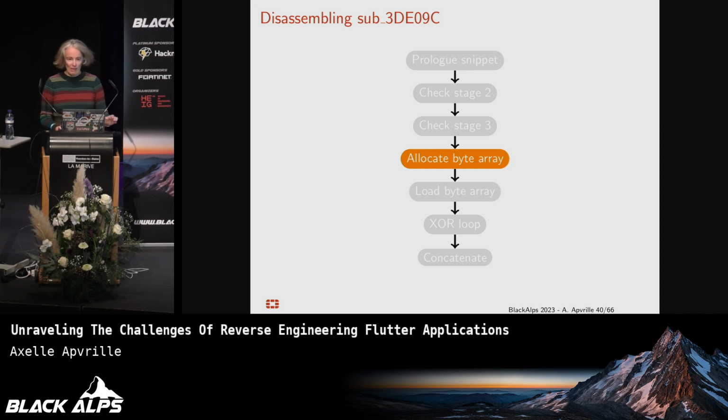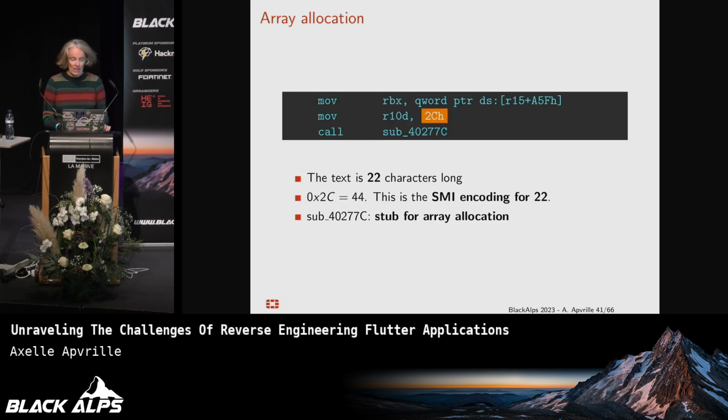So we go back a little bit to the allocation of the array, and there we see that it's pretty simple, but it's moving this value, 2c. 2c is 44 in base 10. And again, it's an even number, so it's the representation of a small integer, which means that it's the encoding for 22. So we are actually allocating here a byte array of 22 bytes. Got it?